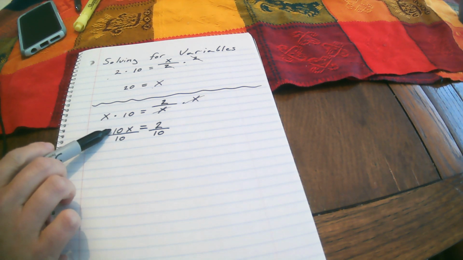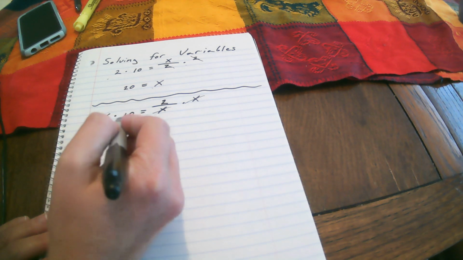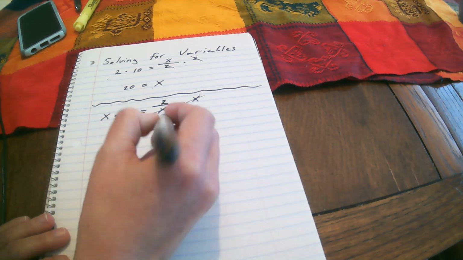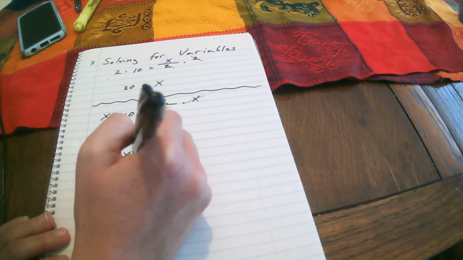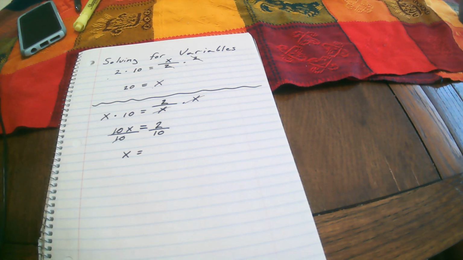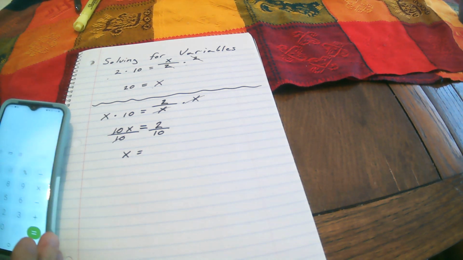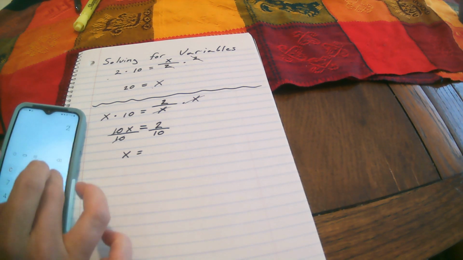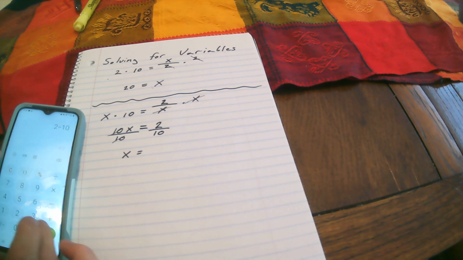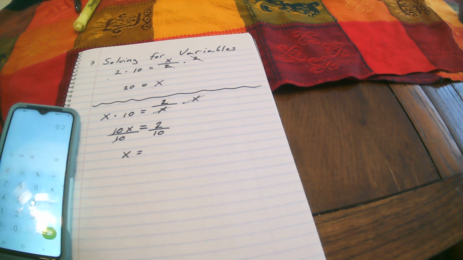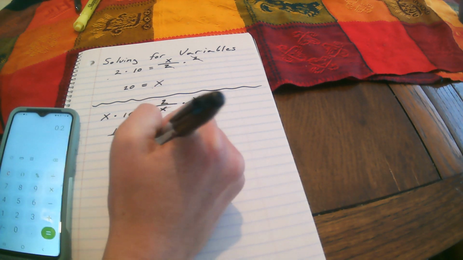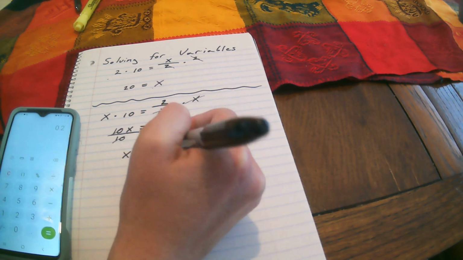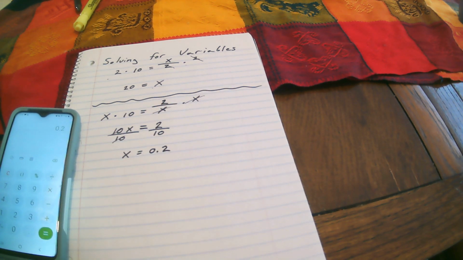When I look at this, my 10 on the top and my 10 on the bottom are the same, so they're going to cancel. And I'm going to be left with x. And because it is late in the afternoon and I don't want to do mental math, I'm going to pull out my phone calculator. And I'm going to type in 2 divided by 10 equals, and it gives me 0.2. So x is 0.2.